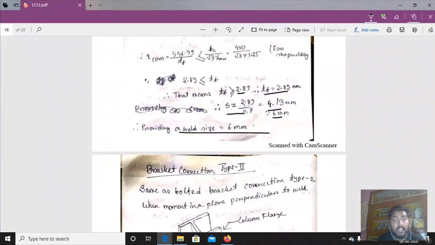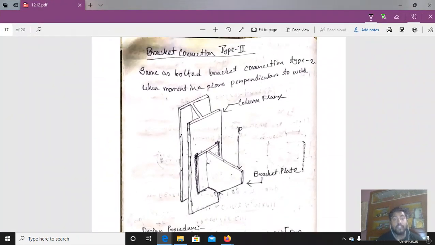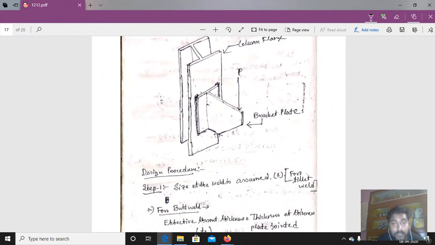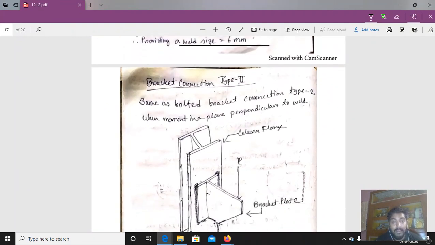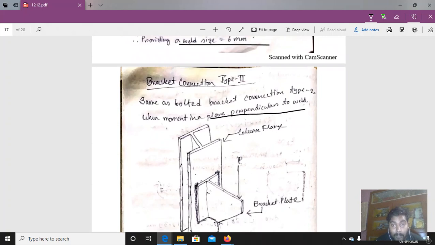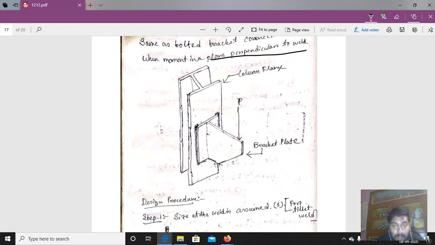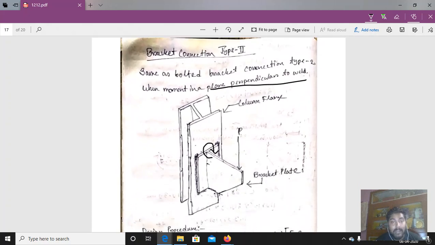Now coming to bracket connection type 2. It is similar to the bolted bracket connection type 2. Here the moment is in a plane perpendicular to the weld. The moment is acting here, and it is perpendicular to the plane of the weld. So this is the plane of the weld, and the moment is perpendicular to it.